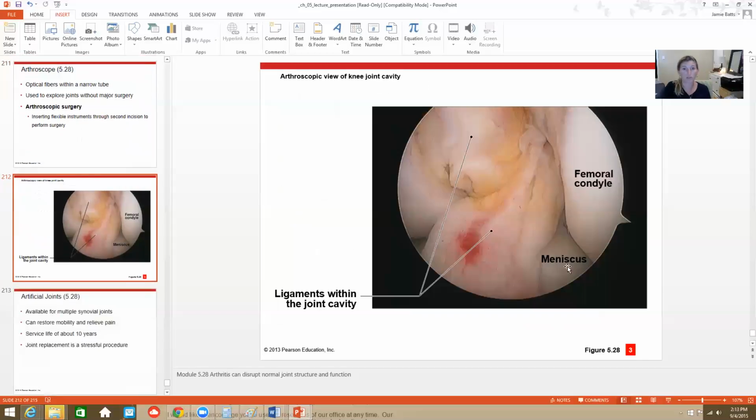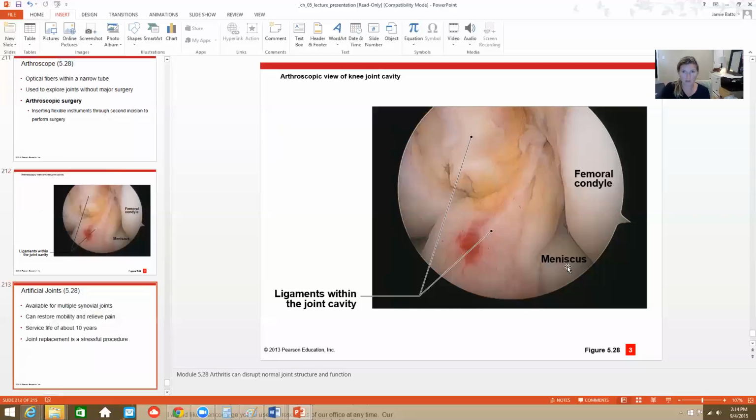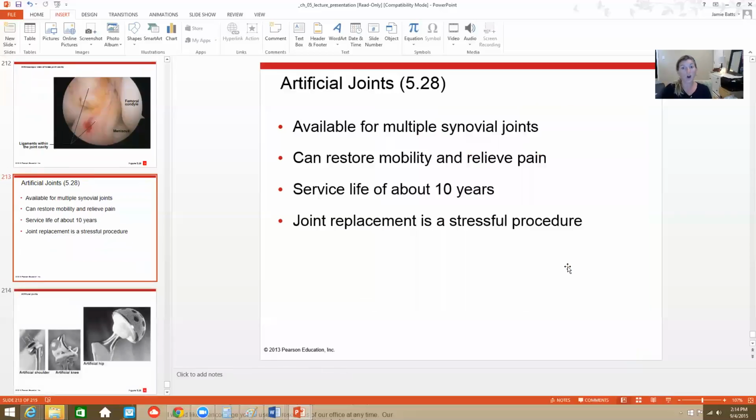Generally, the incisions are much smaller, so you can actually do arthroscopic knee surgery. Instead of having a big, huge cut down the front of your knee, you might have a couple little cuts because they put the camera in one, a light in one, and then some scissors or forceps or whatever in the other. Artificial joints are available and are a great alternative to living with pain and living with arthritis.